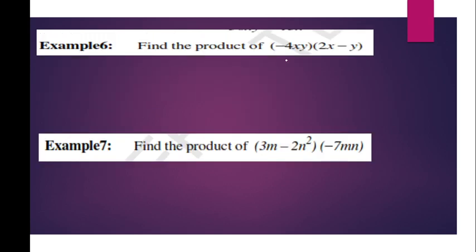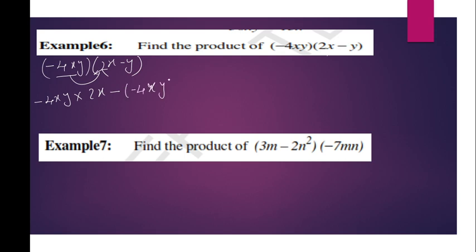Now look at this. Find the product of minus 4xy into 2x minus y. Now we will write this: minus 4xy into 2x minus y. So multiply this inside. According to the distributive law, minus 4xy into 2x, and then minus, since y has a minus sign, minus of minus 4xy into y.